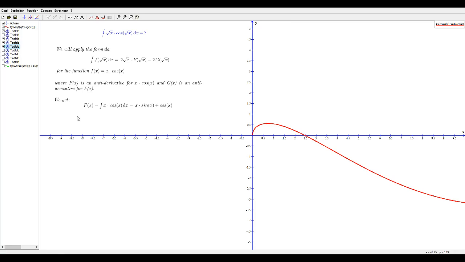We will first have to figure out capital F of x, which is just the integral of x times cosine of x. And that can easily be integrated without a substitution, but instead by just doing partial integration. And by the way, I always do partial integration in my head. I don't do it by formula, because back when I was in school, I taught myself how to integrate products of functions.